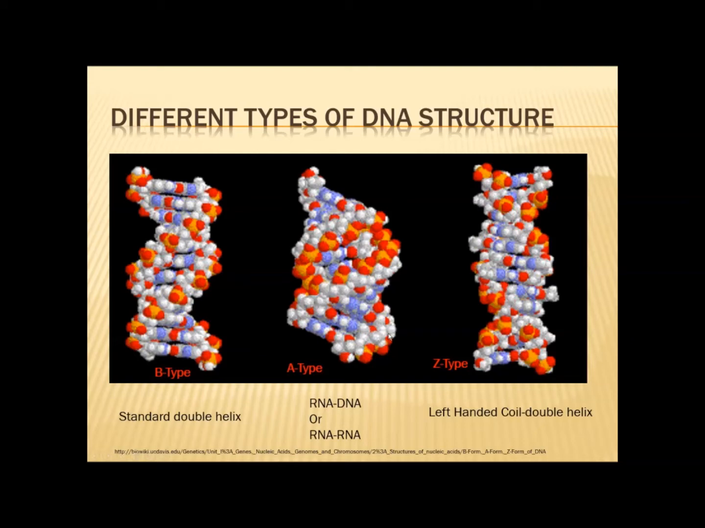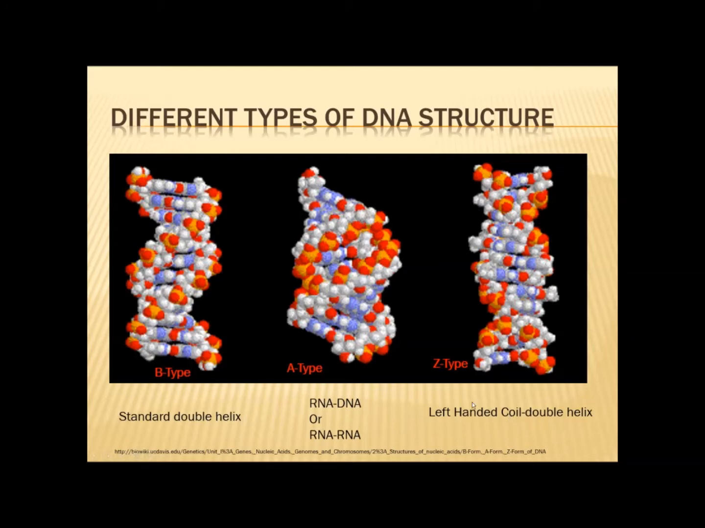Now, there is not just one type of DNA structure. There are 3 types of DNA structure. The traditional one that we see is the standard double helix, which is called the B type. The one whose structure seems a little distorted is the A type. The A type distortion is formed when, for example, an RNA-DNA or an RNA-RNA getting together would form the A type helix.